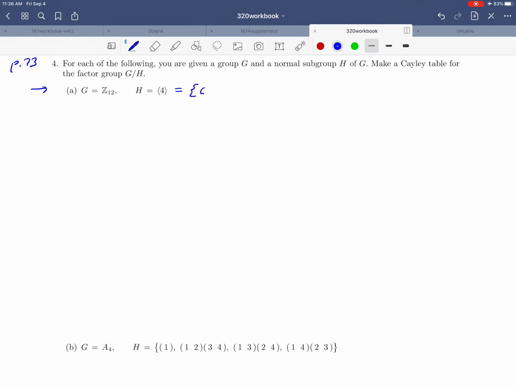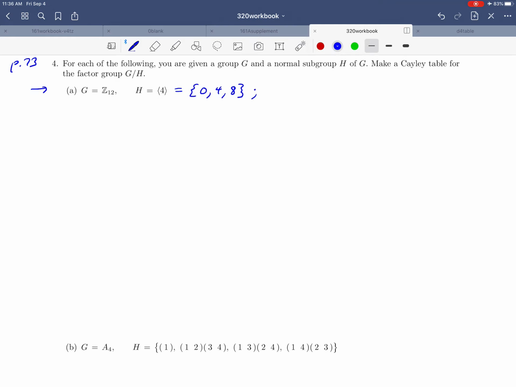So that subgroup is going to contain the identity, which is 0, and it's going to contain 4. And then we want to repeatedly add 4 to itself. So 4 plus 4 would give us 8. And then 8 plus 4 would give us 12. But 12 mod 12 is 0, and that would take us back to the first element. So the subgroup generated by 4 turns out it just has 3 elements in it.